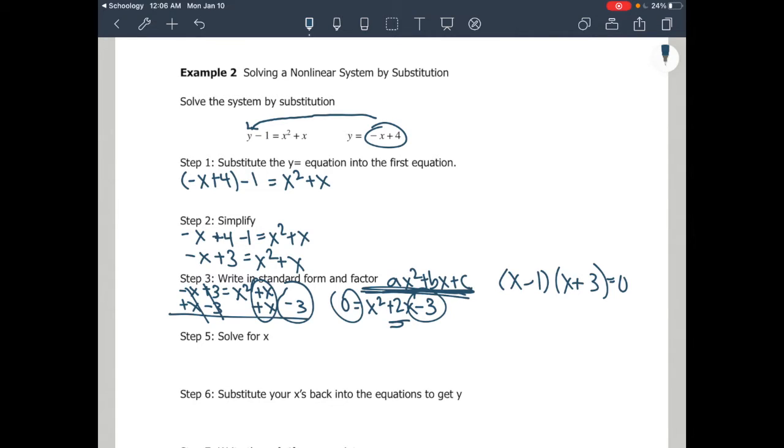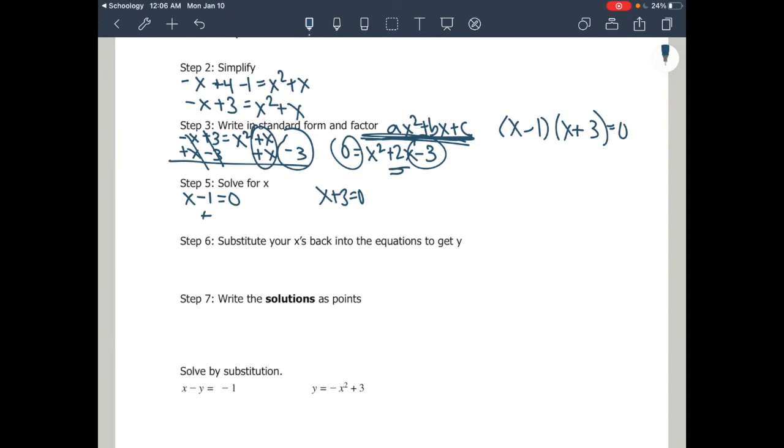The next part says solve for x. So x minus 1 equals 0, and x plus 3 equals 0. Then we add 1 to both sides and get x equals 1, and we subtract 3 from both sides, so we get x equals negative 3. That was the hard part, I would say. And now it's just keeping things organized.